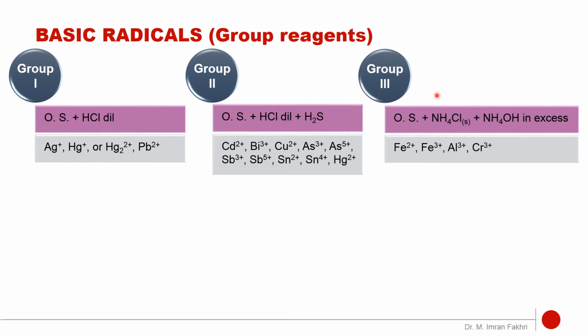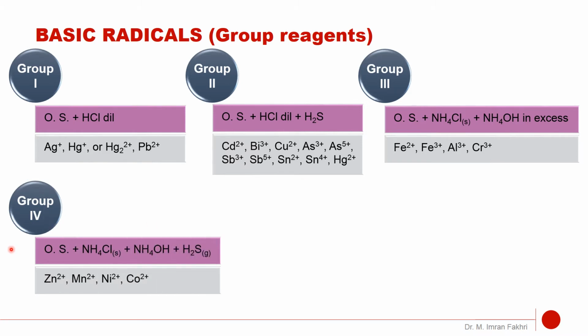In group 3, to identify or detect these cations, we have to add ammonium chloride and ammonium hydroxide in a slight excess into the original solution of the salt. If precipitation occurs, then we may have Fe2 positive ion, Fe3 positive ion, aluminum 3 positive ion, and chromium 3 positive ion present. Precipitates of different colors may be formed. If not formed, then we can say that group 3 cations are also absent.